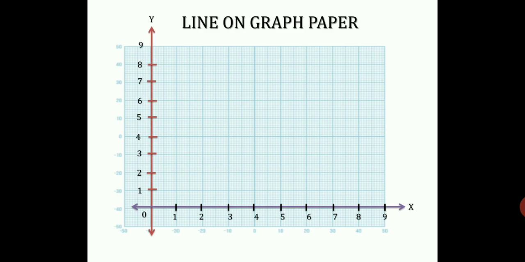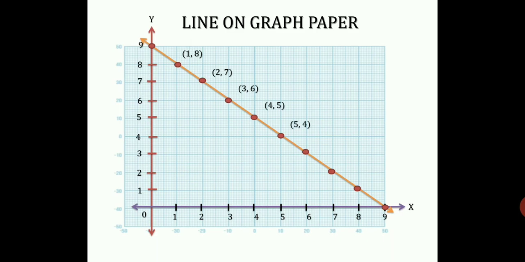Now we draw a line on this graph paper. So this is our line. This is a first quadrant line, and this line cuts many points on the graph. The points are (0, 9), (1, 8), (2, 7), (3, 6), (4, 5), then (5, 4), (6, 3), (7, 2), (8, 1), and (9, 0). So these points lie on the line and also on the graph paper.